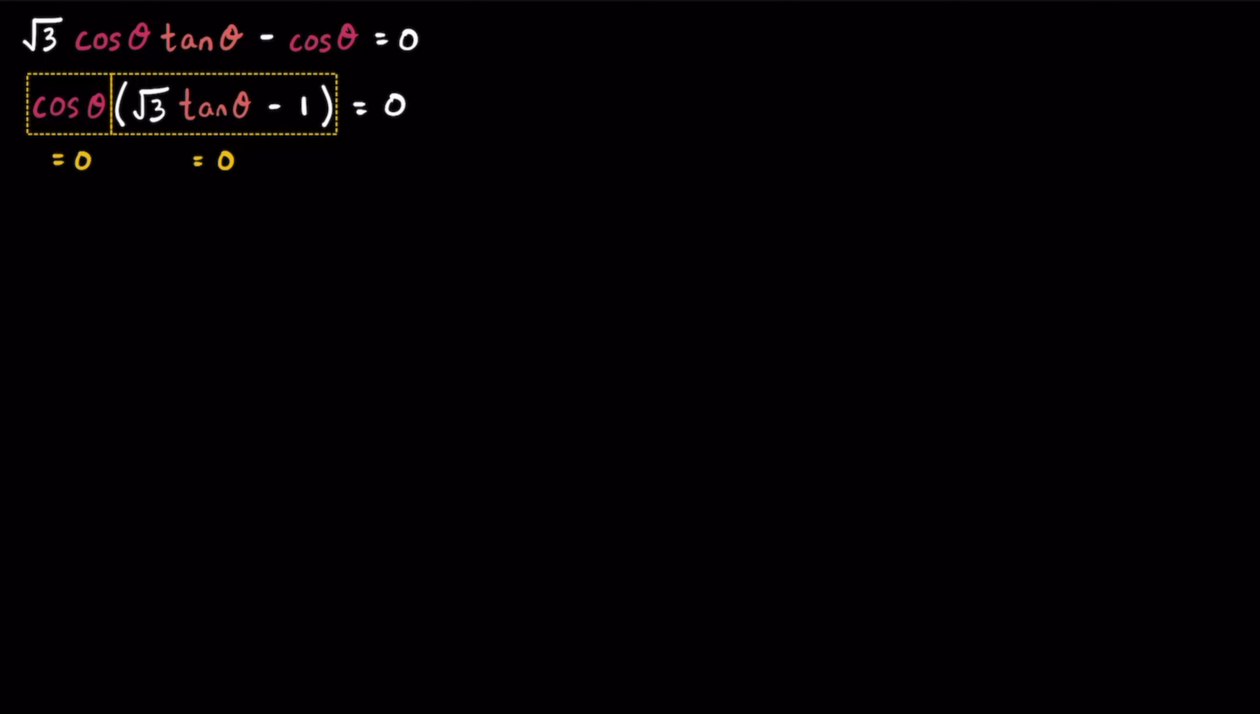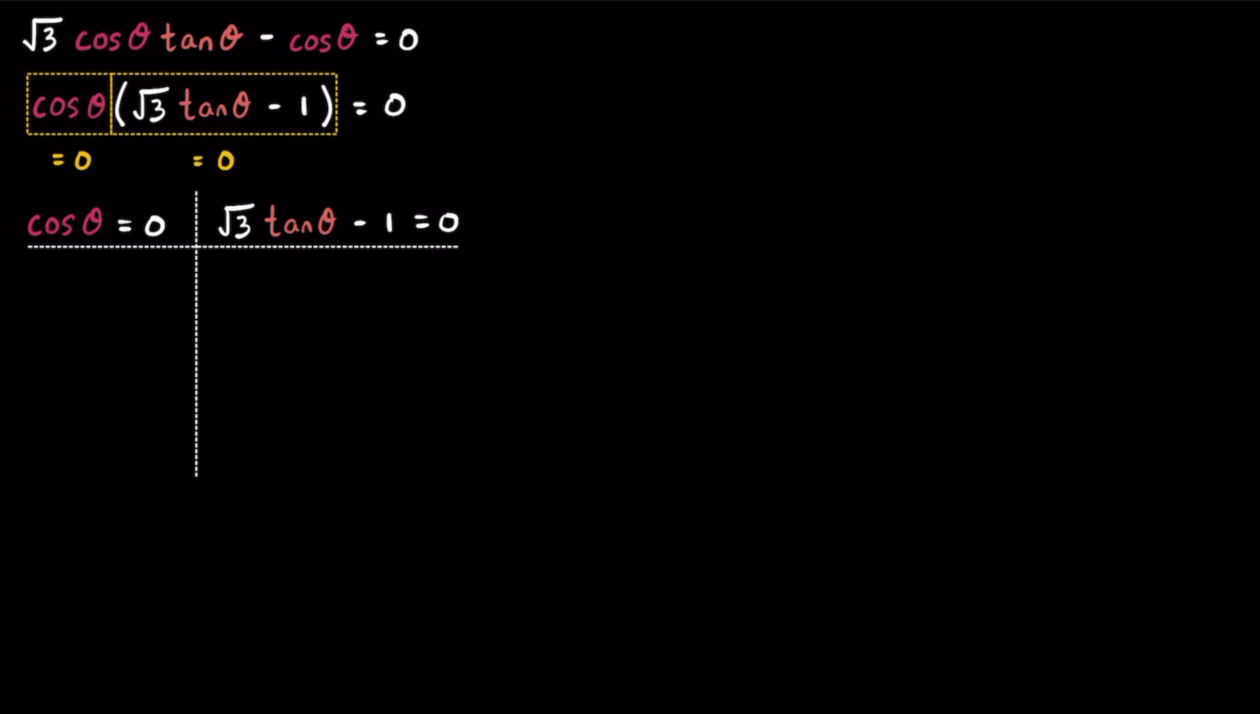So for our first equation, we have cosine of theta is equal to 0, and for our second equation, we have root 3 times tangent of theta minus 1 is equal to 0. For the equation on the left, if we take arc cosine of both sides, we'll find that theta is equal to arc cosine of 0, and for the equation on the right, we have to do a little bit more work here. To isolate the trig function, we'll start by adding 1 to both sides of the equation.